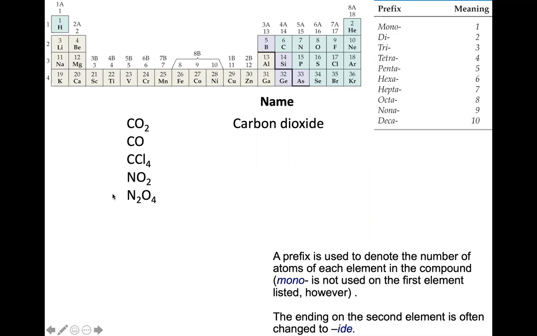As I say here at the bottom, a prefix is used to denote for us the number of atoms that we have of each element in the compound. But we don't include mono to designate one when it's the first. So if this is carbon dioxide, what do you think the one is right below it? I'd again call it carbon, but that would be carbon monoxide, designating one. See if you can name these other ones. CCl4, NO2, N2O4. Use this naming scheme and use the appropriate prefixes. Give that a try and then I'll share my work.